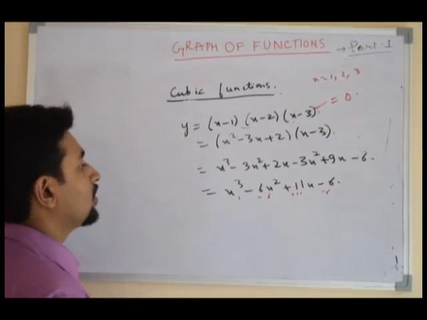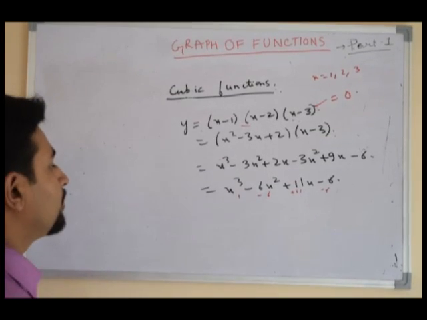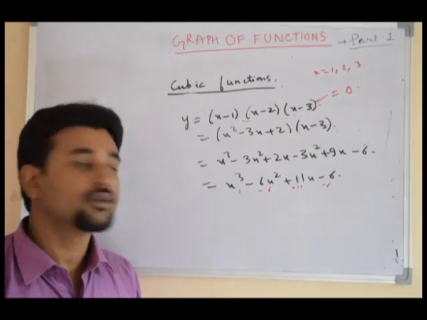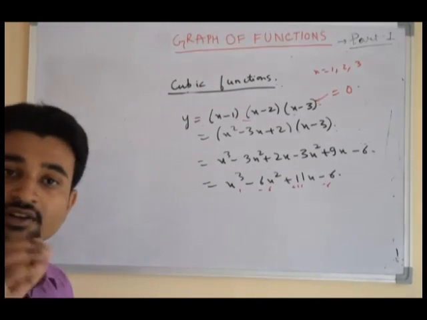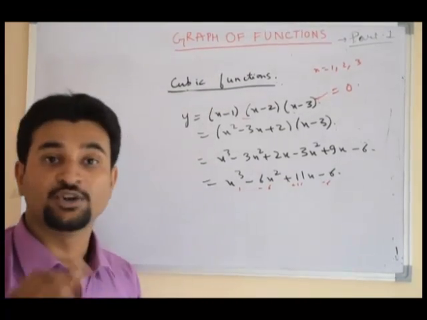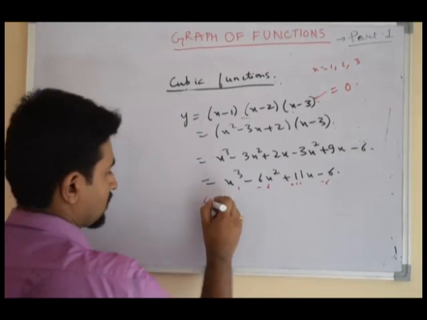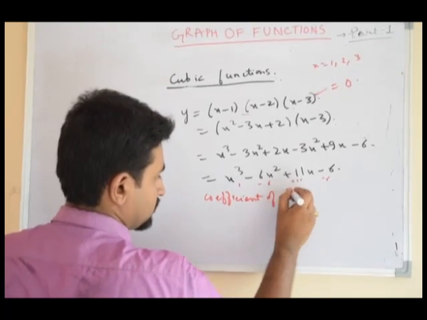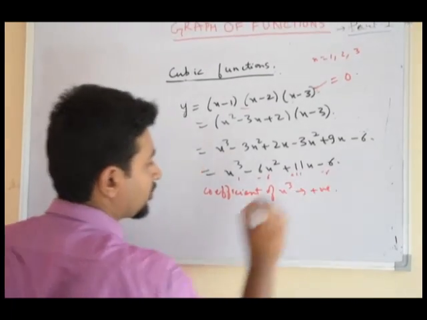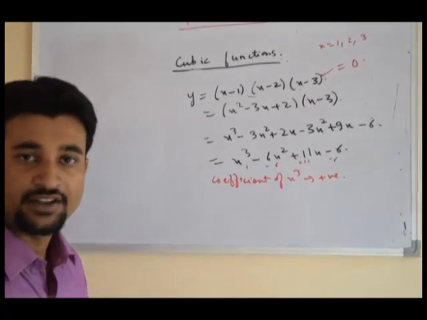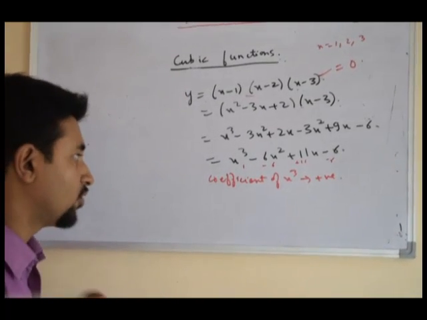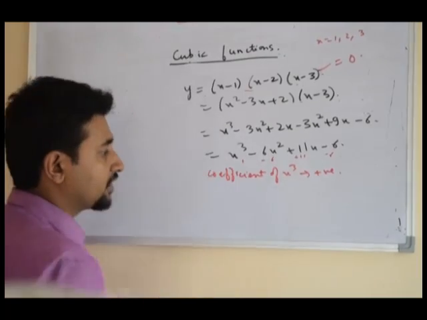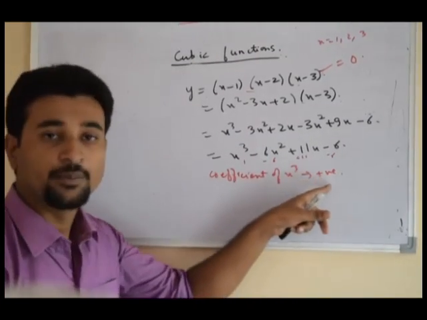Now suppose you need to plot the graph for this function. So what is the check you need to make here? The first check is to check the coefficient of x cube. It is positive. Coefficient of x cube is positive. So now we will see how to plot the graph for this function when the coefficient of x cube is positive.